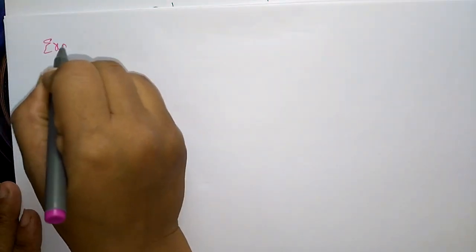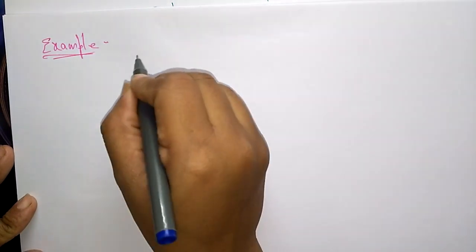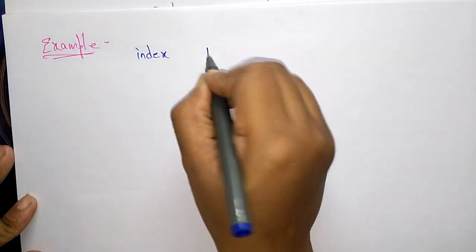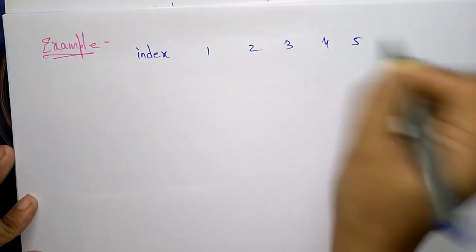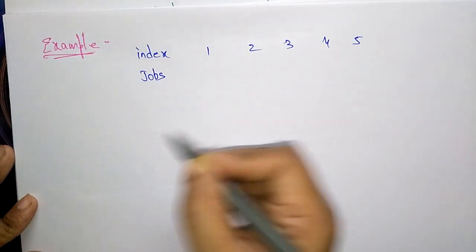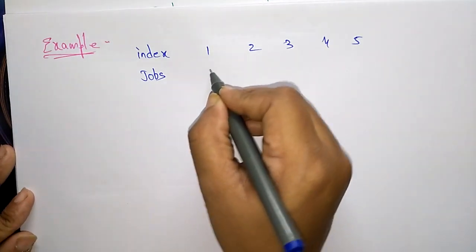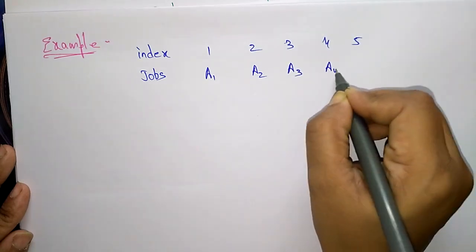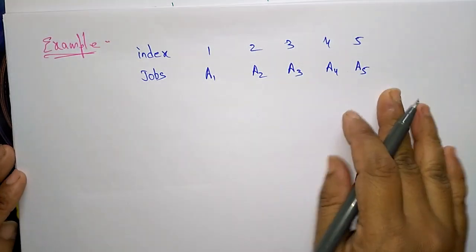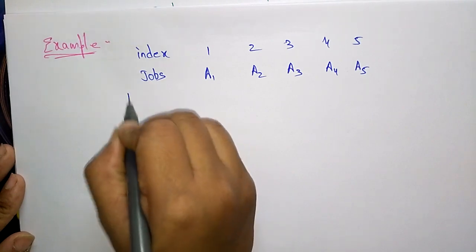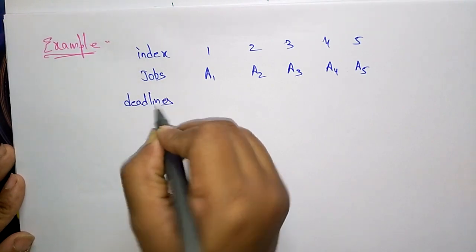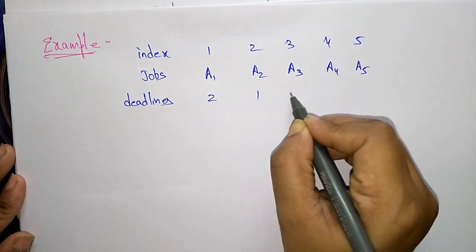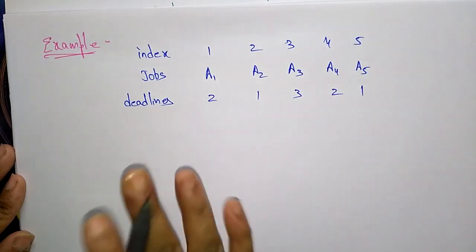Let me take the example. Let us consider 5 jobs, with index 1, 2, 3, 4, 5. Total 5 jobs, and the jobs I am taking are A1, A2, A3, A4, A5. Now the deadlines for these jobs are 2, 1, 3, 2, 1.